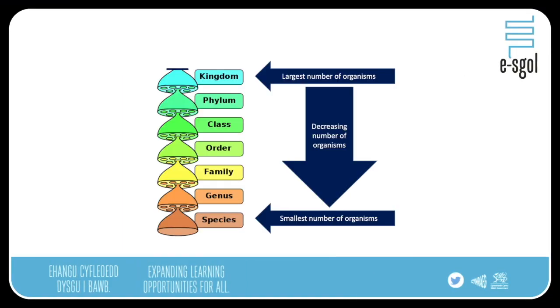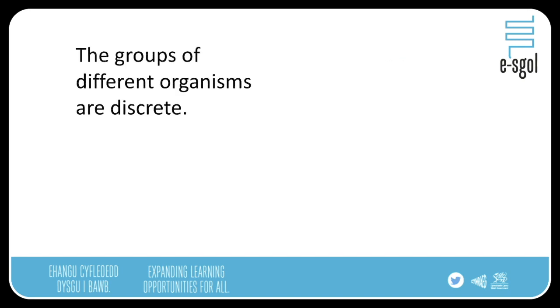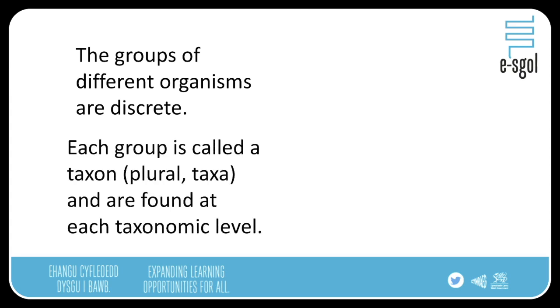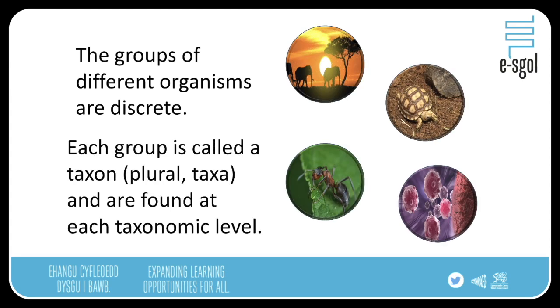The five kingdom classification system has been used by scientists since the late 1960s. The five kingdoms are further divided into phylum, class, order, family, genus, and species, with the species being the smallest taxonomic group, and kingdom the largest. A further fact about classification is that the groups of organisms are discrete. This means that one organism cannot belong to another group. Each group is called a taxon, and is found at each taxonomic level.